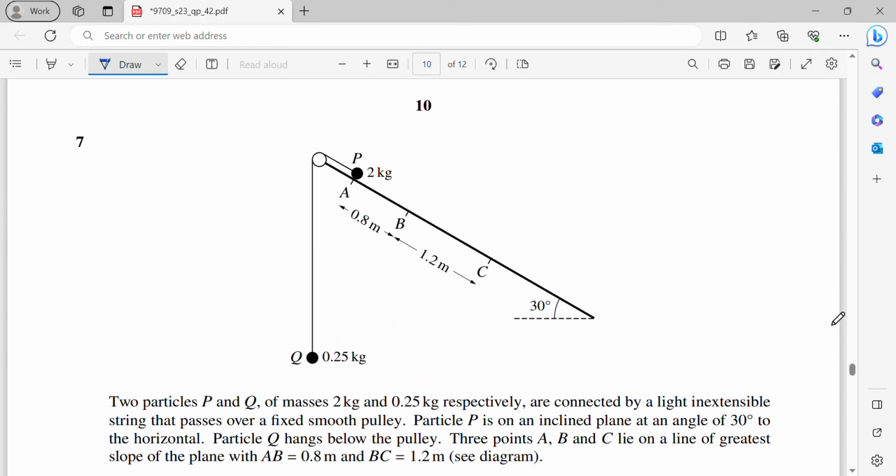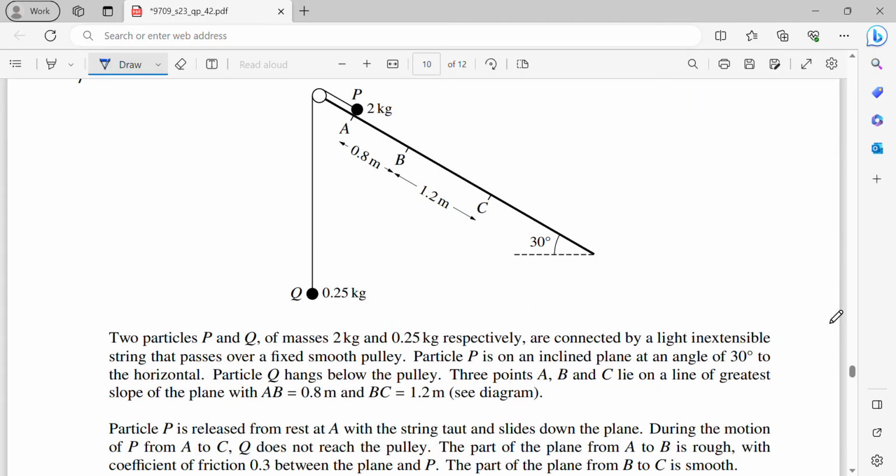Okay, question number 7. Two particles P and Q of masses 2 kg and 0.25 kg respectively, as you are given here, are connected by a light inextensible string that passes over a fixed smooth pulley. The particle P is on an inclined plane at an angle of 30 degrees, which is here, to the horizontal. Q is hanging below the pulley. There are 3 points A, B, C. Okay, so you are given the distances.